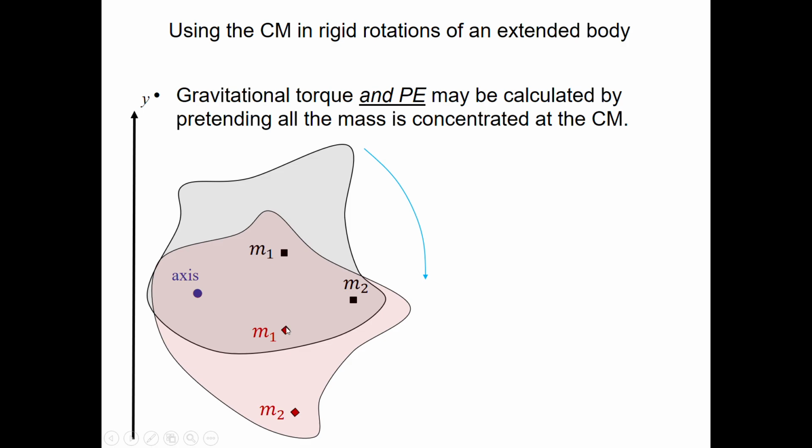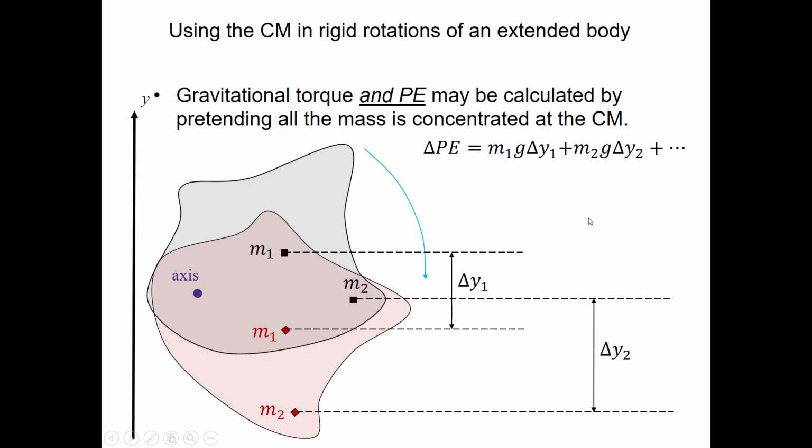m1 moves down to this position. m2 moves down to this position. m3, near the axis, would only move a small amount. So all the different m's are moving down by different amounts. But undaunted, let's go ahead and try to calculate the change in the gravitational potential energy between the gray position and the pink position. Let's first calculate the change in potential energy of mass m1. That would be m1 times g times delta y1, where delta y1 means the change in the vertical coordinate of m1. Okay, that's just the potential energy change of m1.